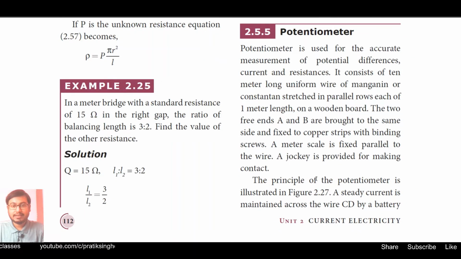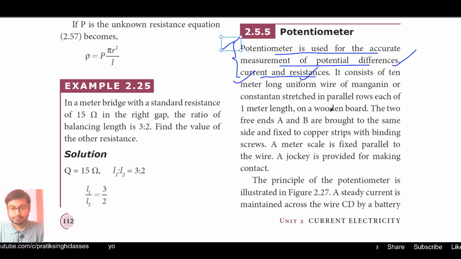Okay, so let us start our today's class. The topic is potentiometer, that is section 2.5.5. The potentiometer is used for the accurate measurement of potential differences, current and resistances. That means with just this instrument we can find out three different things: the potential difference between two points, the amount of current I, and the resistance R values.